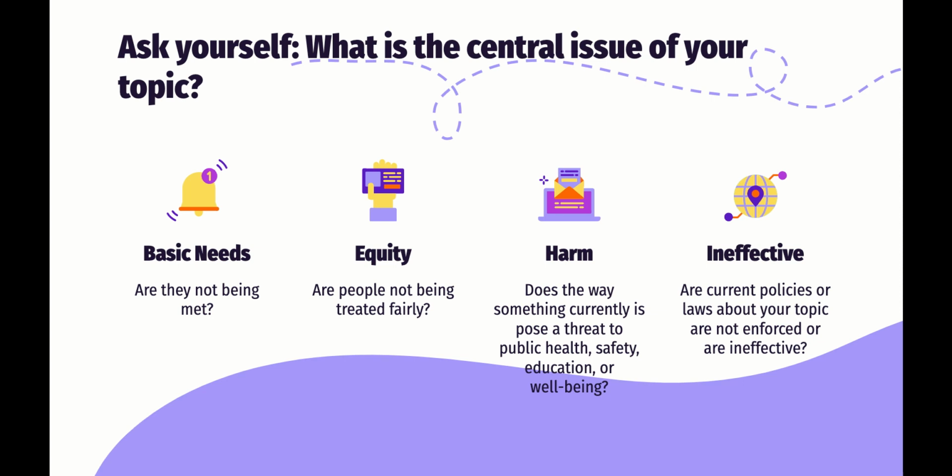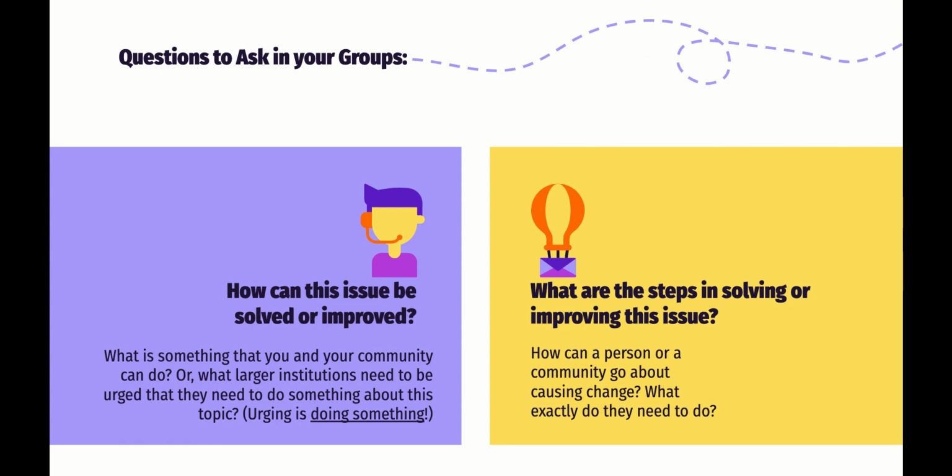So other questions to ask in your group is, okay, we've identified that this is a topic that can cause potential harm to people. How can this issue be solved or improved? Okay, what is something that you and your community can do? Or what larger institutions need to be urged that they need to do something about this topic? And urging is doing something. Okay, so keep that in mind.